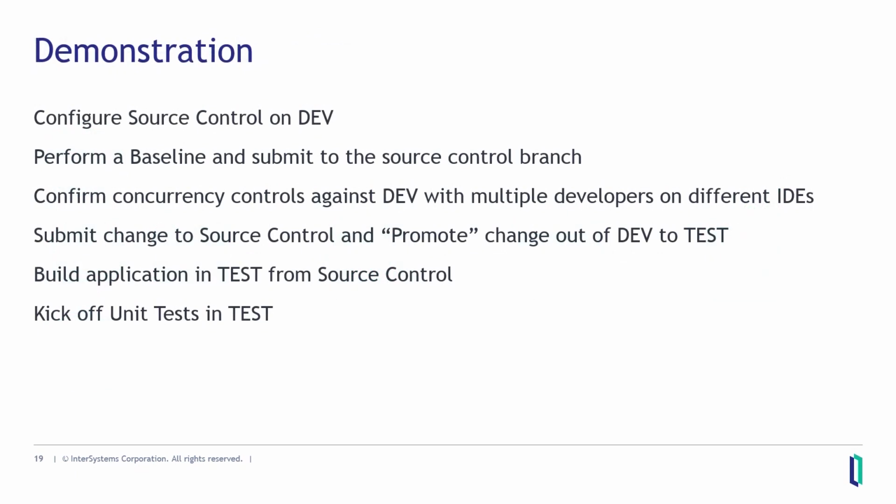So I'm going to configure source control on my dev namespace. I'm going to make a baseline and submit it into source control. I'm going to confirm that the concurrency controls work between Atelier and different users in Studio so that only one person can have something checked out at once.